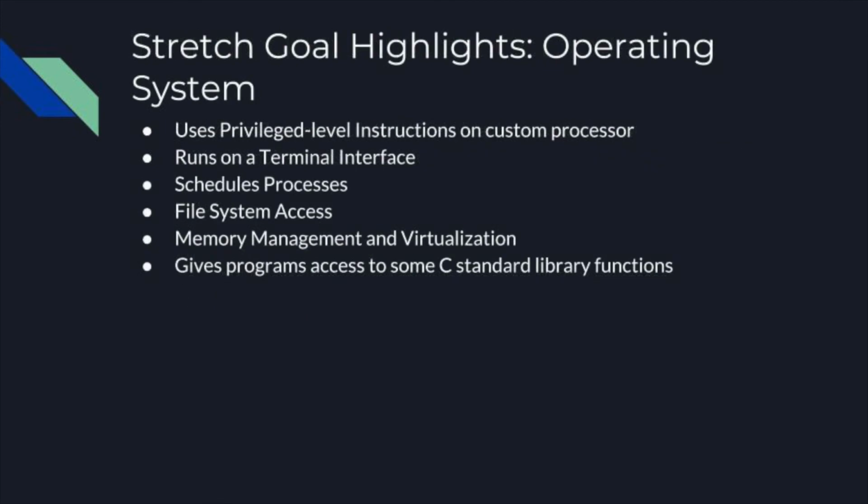Stretch goal highlights. The operating system. The operating system uses the privilege level instructions on the custom processor. It runs with a terminal interface. It will schedule processes to be run on the processor. It gives programs file system access. It manages memory and does memory address virtualization. And it gives programs access to some C standard library functions.